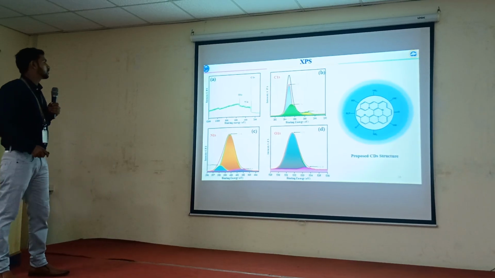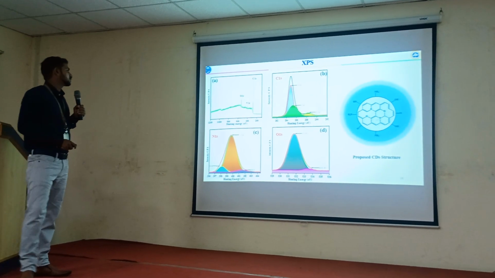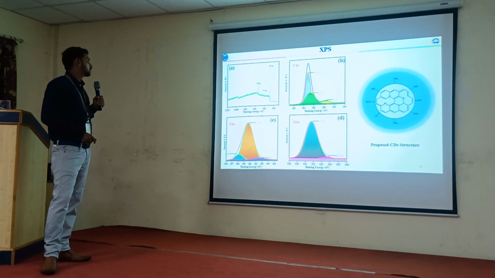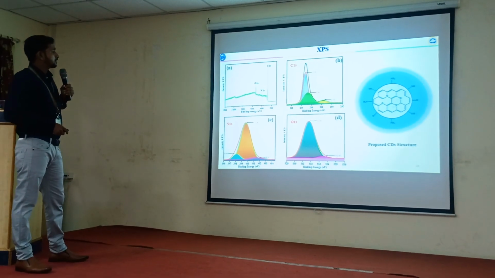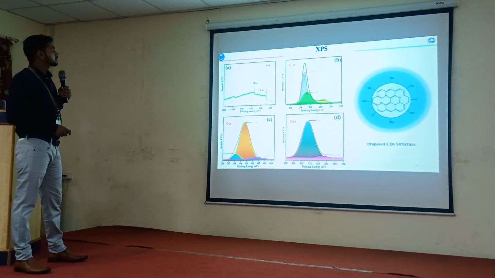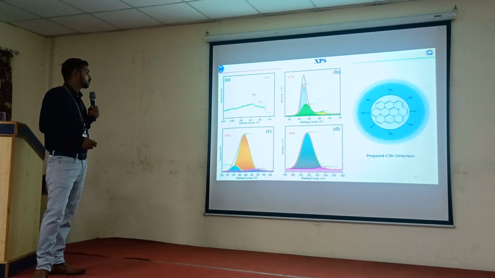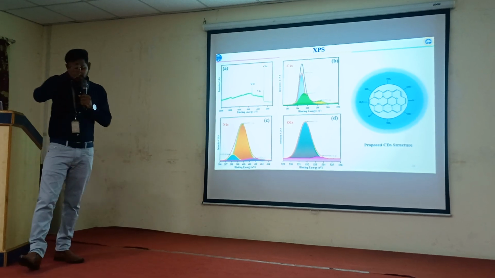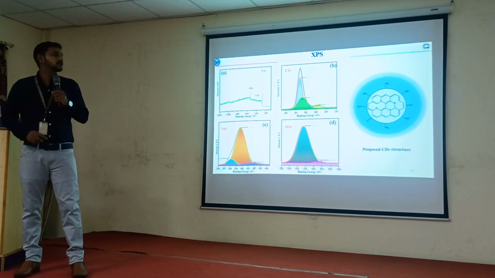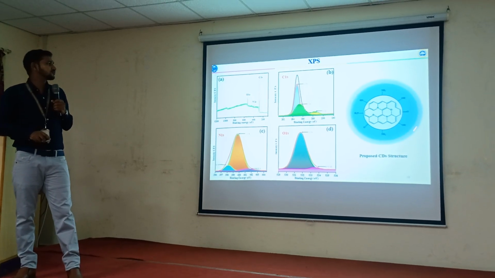And the XPS shown here, figure A represents the survey spectrum of carbon dioxide with the confirmation of C, carbon, oxygen, and nitrogen atoms, and figures B, C, and D further confirm the existence of C1s, N1s, and O1s and their corresponding functional moieties. And from the observed UV, PL, and XPS spectra, we have proposed a structure that carbon dioxide holds a defective inner core followed by a well functionalized surface structure.